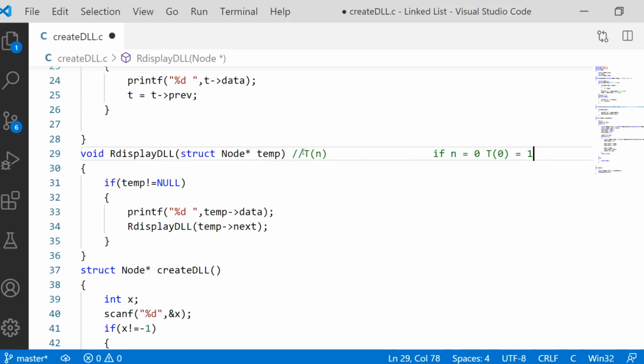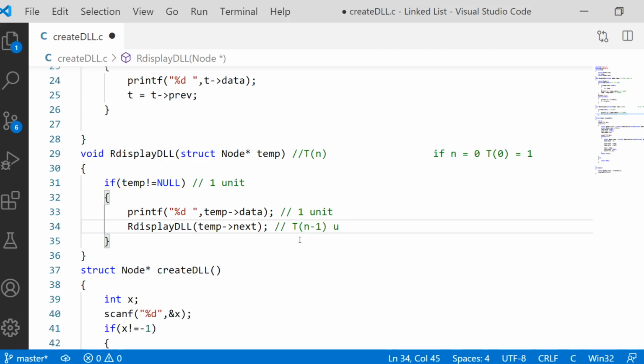If n is greater than 0, you will enter inside the if block. So this checking will take 1 unit time. The printf will take 1 unit of time. And this recursive call: initially you had n nodes, but after printing the first node, when you call temp of next, you will have n minus 1 nodes. So this recursive call can be defined as T of n minus 1.